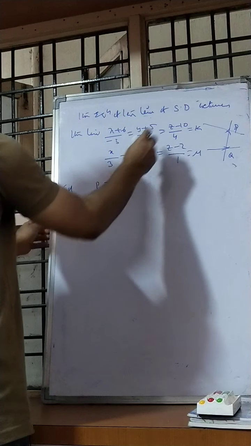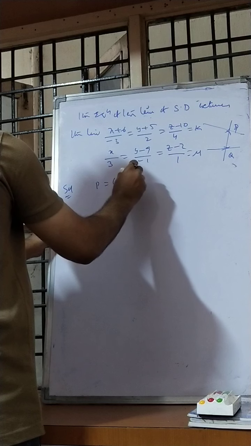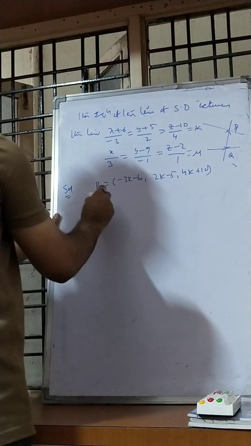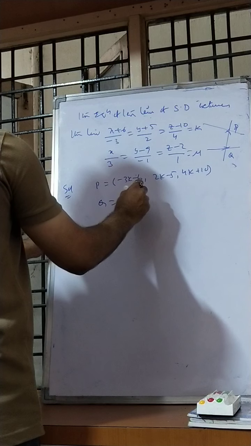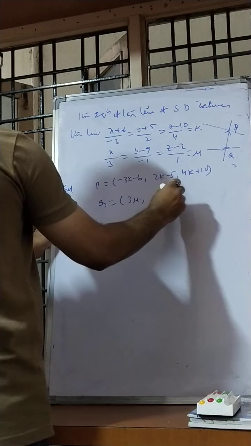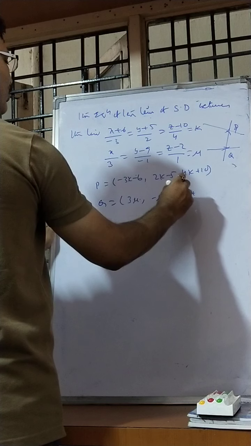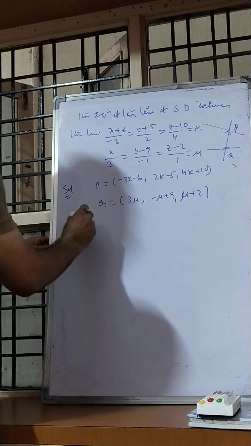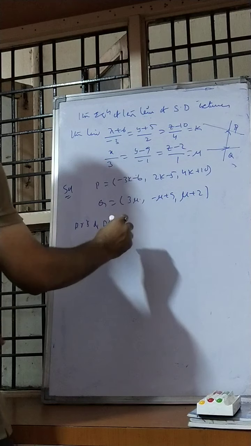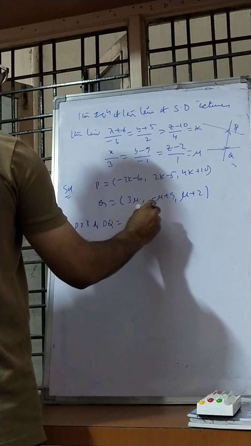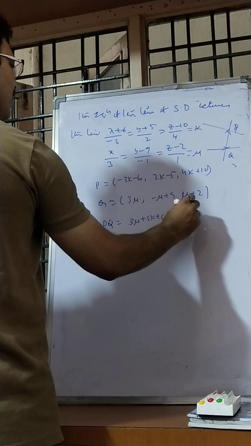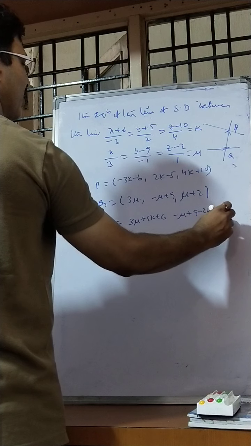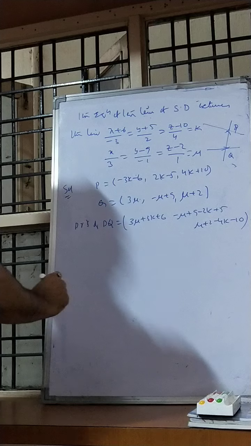So P point is like this sir. What is that? Minus 3k minus 6, 2k minus 5, 4k plus 10, you got it. And Q point is like this, 3 mu, minus mu plus 9 and mu plus 2, you got it. Do one thing, get the drs of PQ. What is that? 3 mu plus 3k plus 6, minus mu minus 9 minus 2k plus 5, and mu plus 2 minus 4k minus 10. These are drs of PQ.